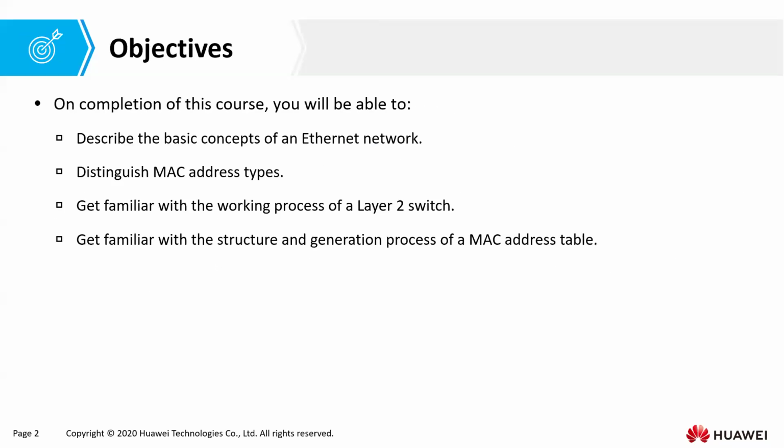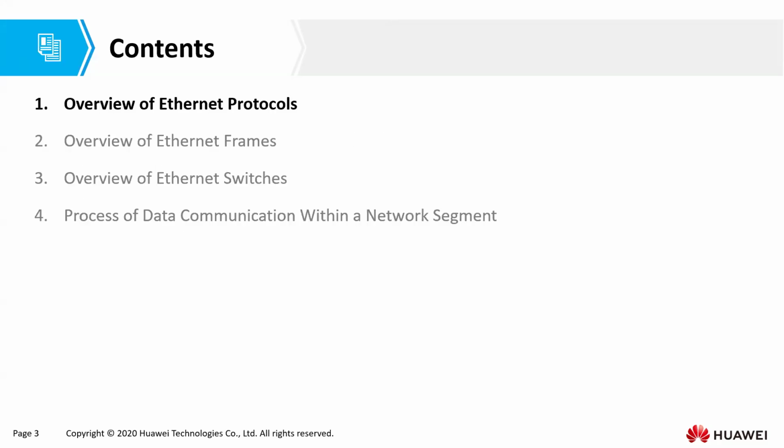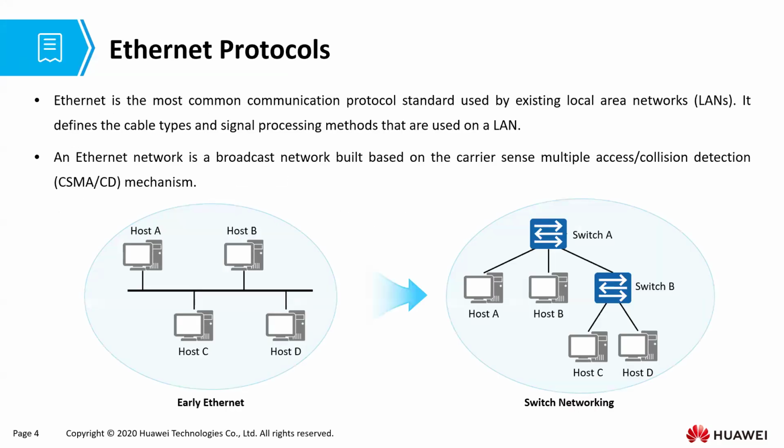Objectives of the course will be to describe the basic concepts of an Ethernet network, distinguish MAC address types, get familiar with the working process of a layer 2 switch, and the structure and generation process of a MAC address table. Ethernet is the most common communication protocol standard existing, used by existing LANs, defining cable types and signal processing methods used in LANs.